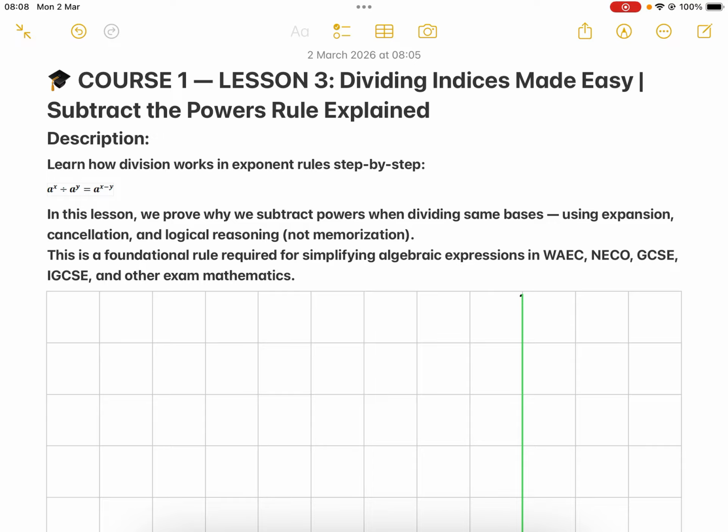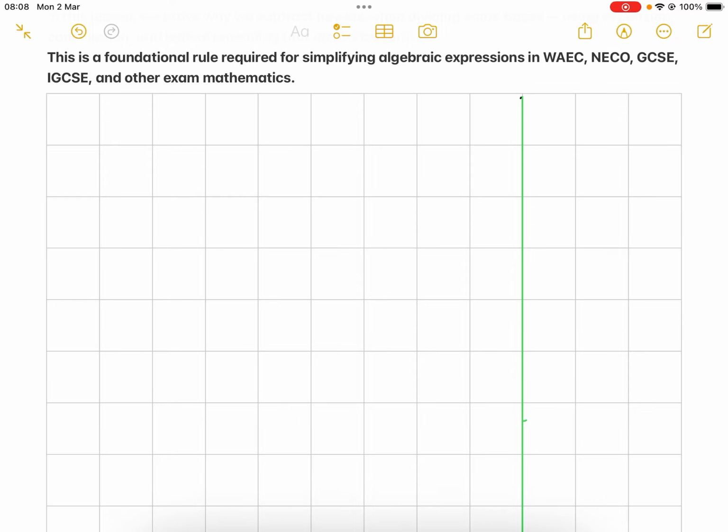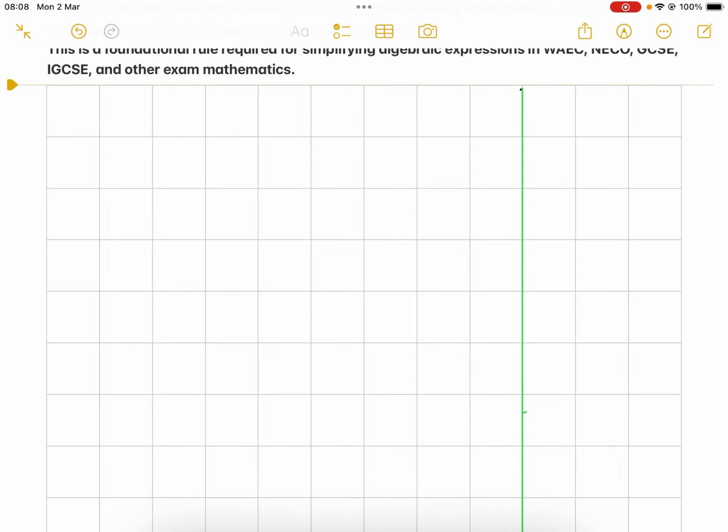We will use expansion. We will use cancellation and logical reasoning, but we will discourage memorization. We'd like you to know why. This is a foundational rule required for simplifying algebraic expressions in WAEC, NECO, GCSE, IGCSE, and other exams.